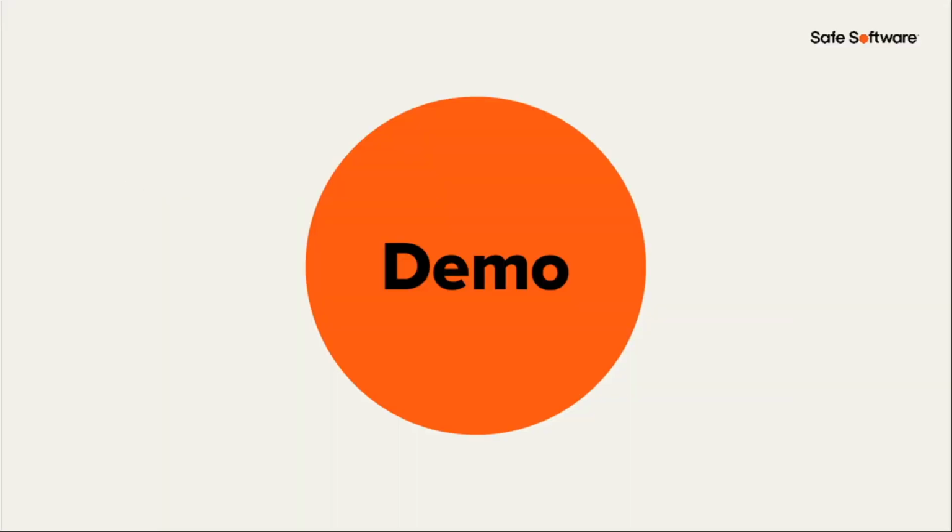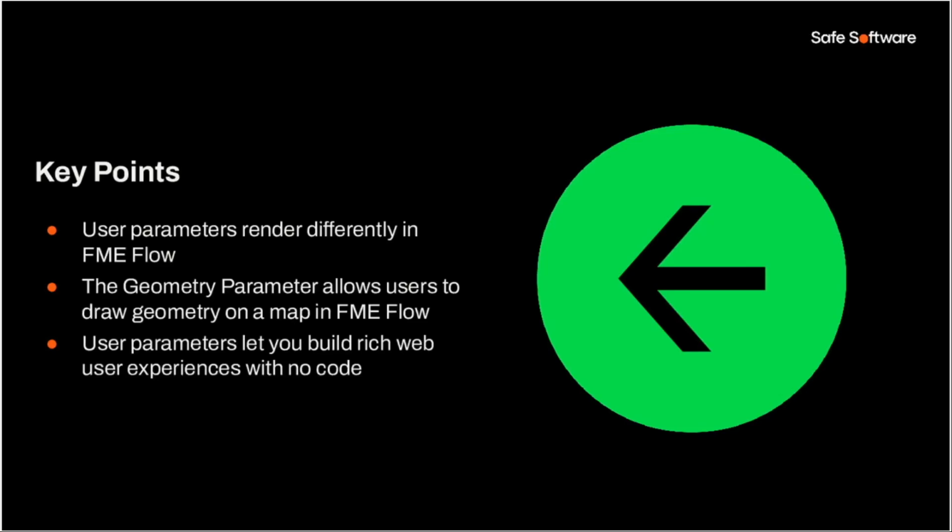So that's just a quick example of the geometry parameter for anyone who hasn't used it, and some of the power it can unlock on FME Flow when you publish your workspace there. Some of the key points are that user parameters do render differently in FME Flow. The geometry parameter allows users to draw geometry on a map in FME Flow, and user parameters let you build rich user experiences on the web with no code, provided you have FME Flow.